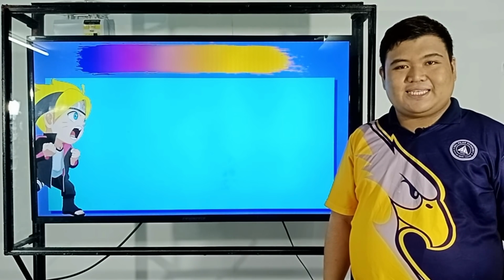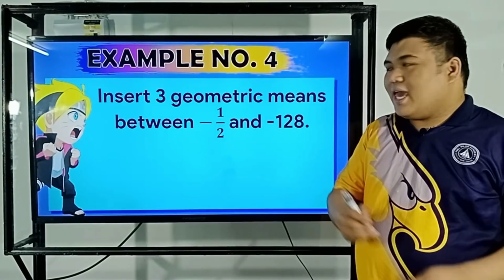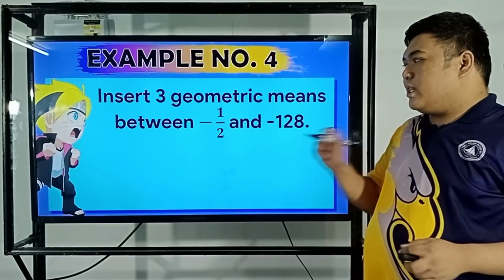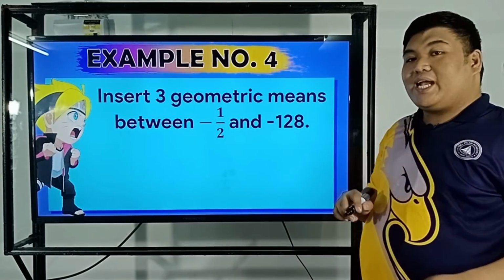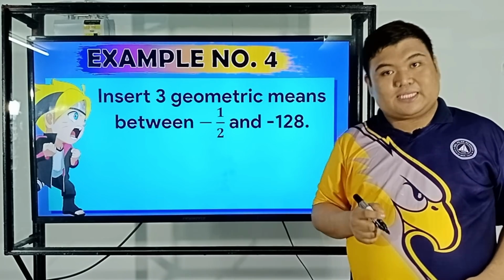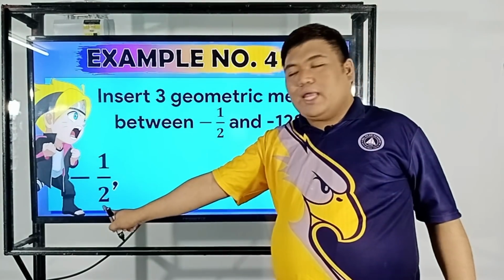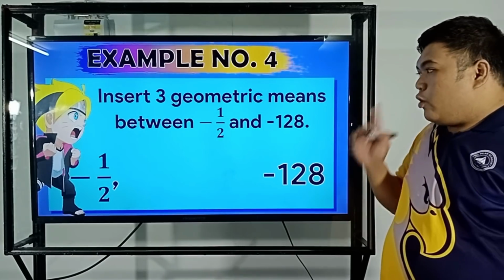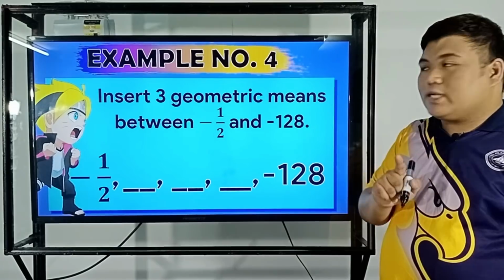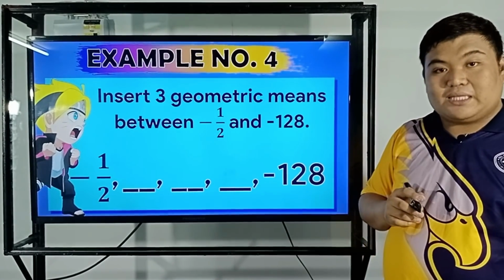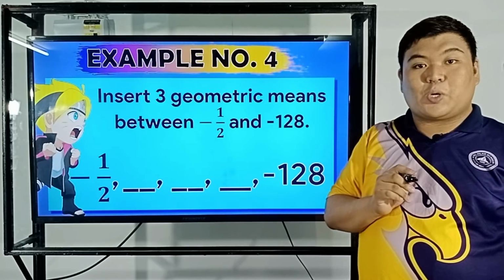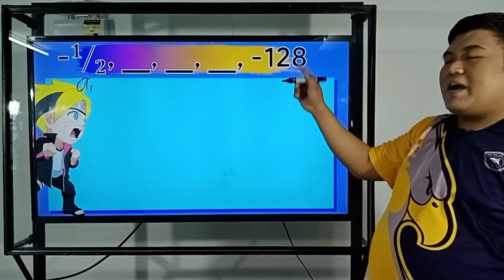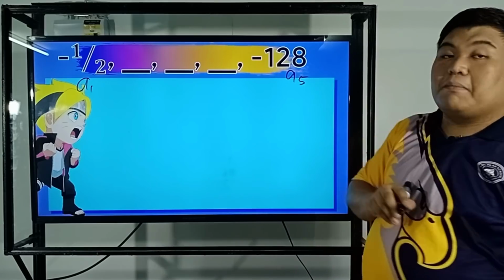Okay, we will now have the last example. For the fourth one, we have insert 3 geometric means between negative 1/2 and negative 128. So between negative 1/2 and negative 128, we need to write 3 more lines that will represent those 3 geometric means. First again, hahanapin muna si common ratio. Now, si negative 1/2 obviously will be our a sub 1, the first term. And negative 128 will be 1, 2, 3, 4, 5. This will be our fifth term or a sub 5.